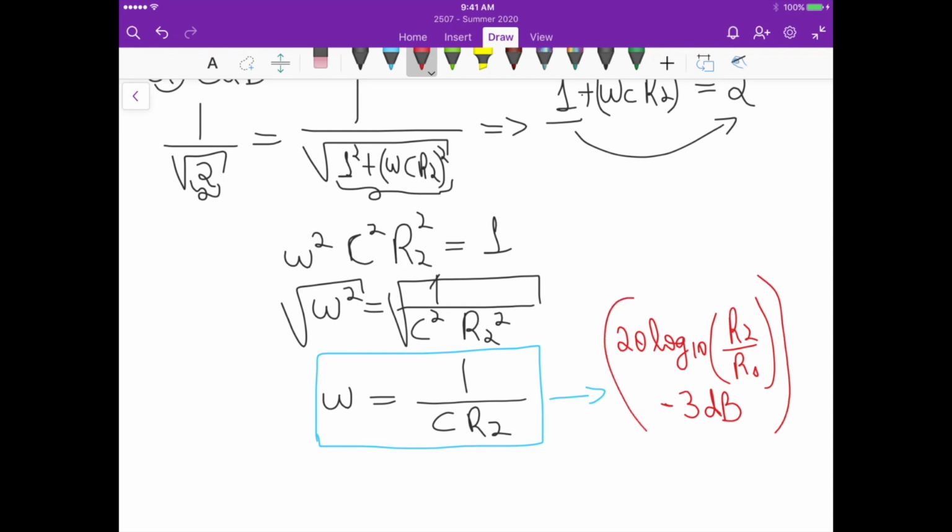Okay, exactly at this frequency, the magnitude of the gain is this number here. So that's why we have the 3 dB point here, because no matter what the values of R2 and R1 are, of course it depends on the design that we have, exactly at this frequency, 1 over CR2, we get this gain here. That's 20 log 10 of R2 over R1 minus 3 dB.